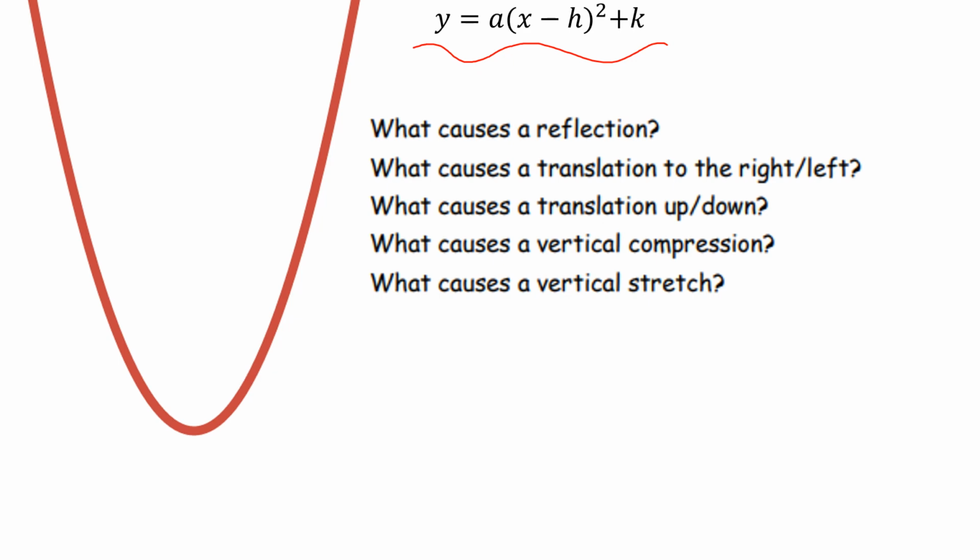So look, what causes a reflection? What causes a translation left and right? What causes a translation up and down? What causes a vertical compression? Which causes a vertical stretch? These are the things that you gotta know. When I say a reflection for the first one, I'm telling you something about a negative sign in front of A.